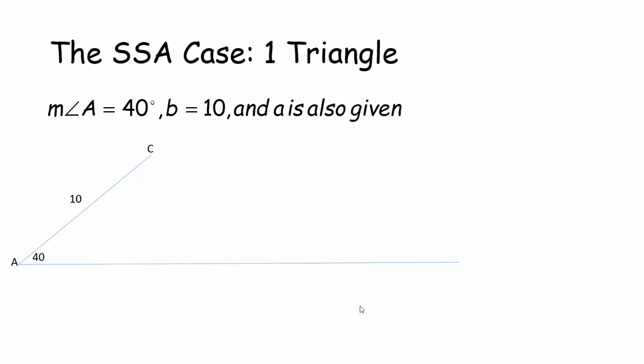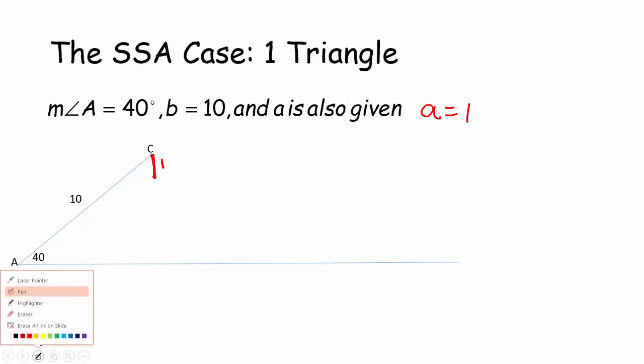So let's say that we know that angle A is 40 degrees, side B is 10 units, and side A is also given. Notice I drew side C to be way longer than it needed to be. But let's say that we knew that side A was only going to be 1 unit long. Well, if I go to draw the triangle here, there's no way, if side A is 1 unit, that I'm going to be able to make a triangle, because I'm not going to be able to reach from angle C up here all the way down to side C if A is only 1 unit.